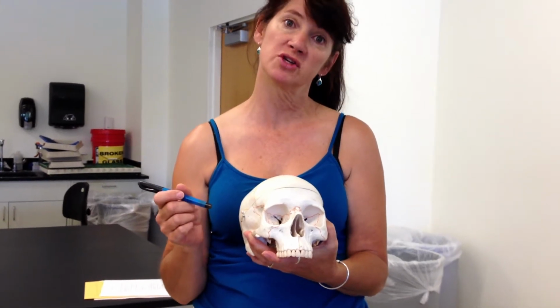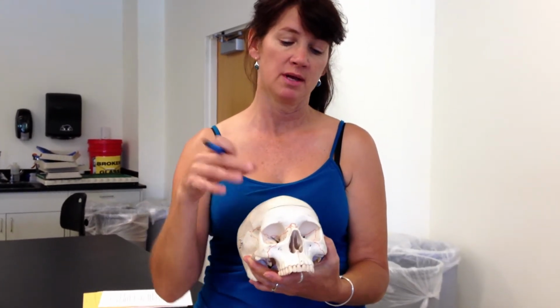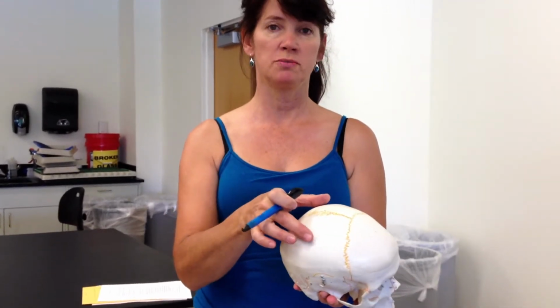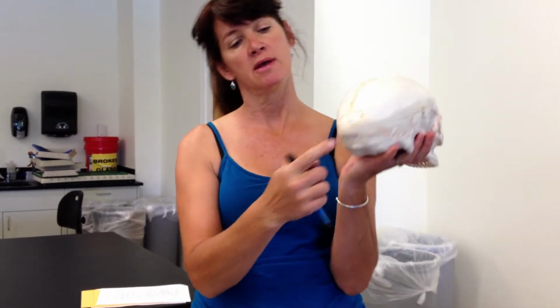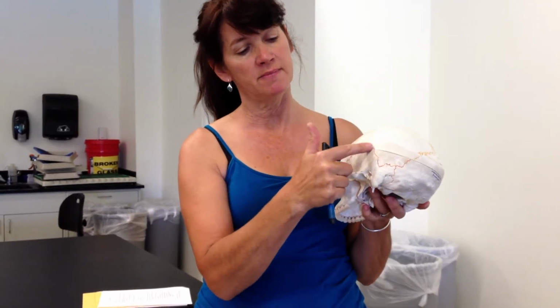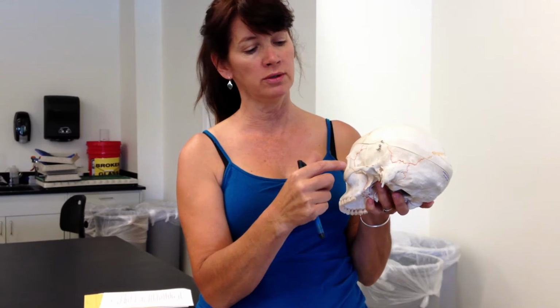Okay, so I'm going to go over the skull and all the main parts of the skull. The front part, your forehead, is the frontal. These two bones are the parietals. This bone is the occipital. The side bone here is called the temporal.